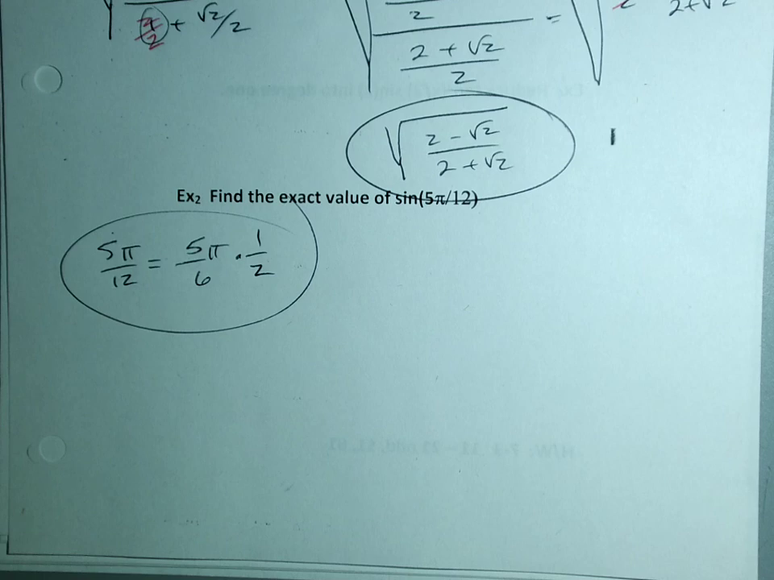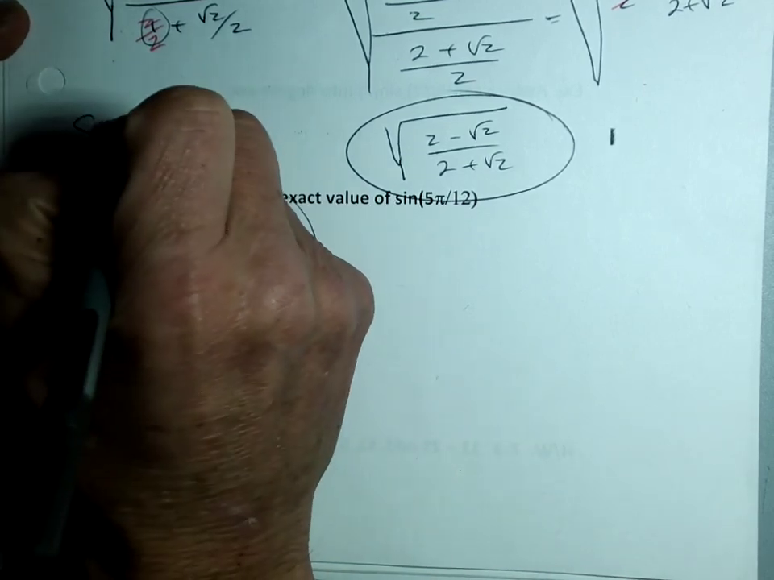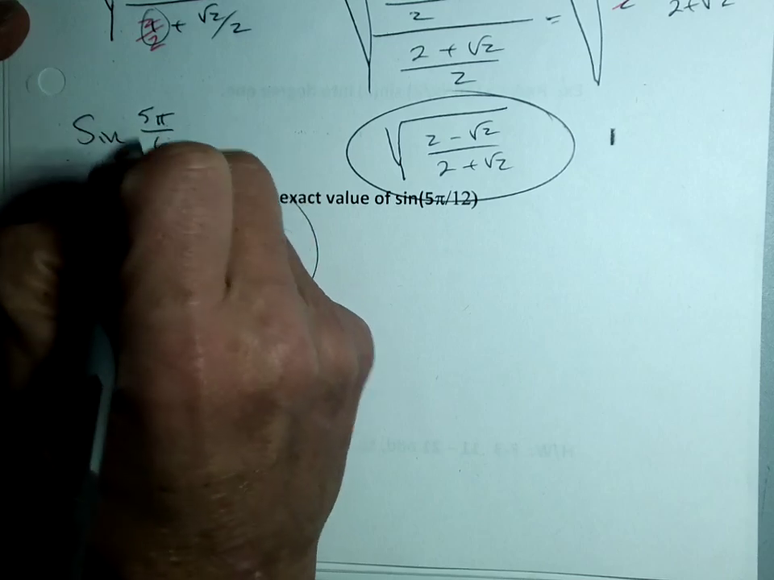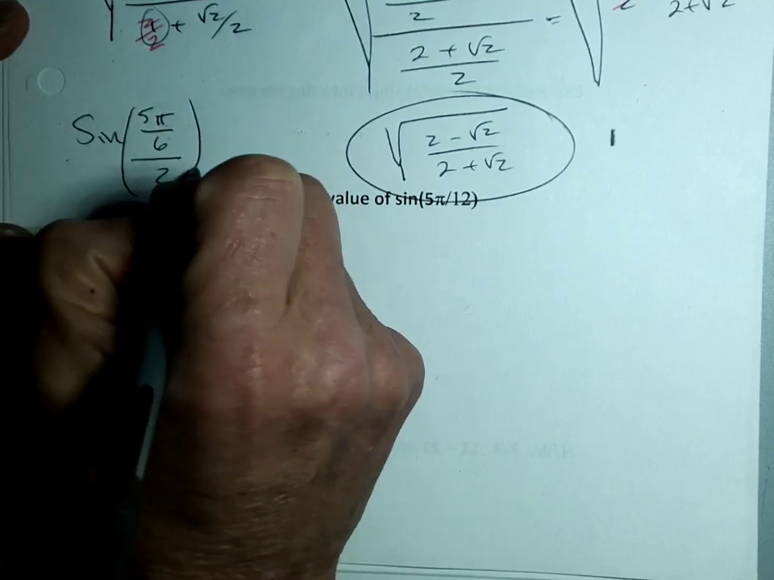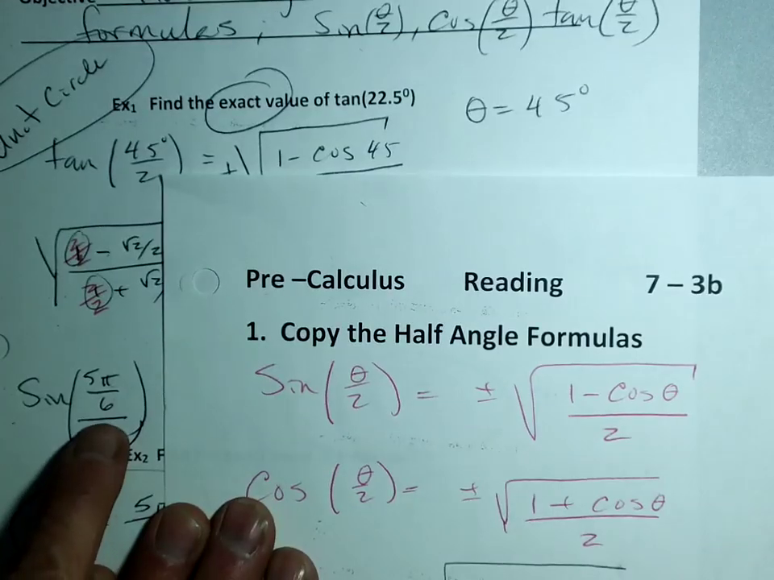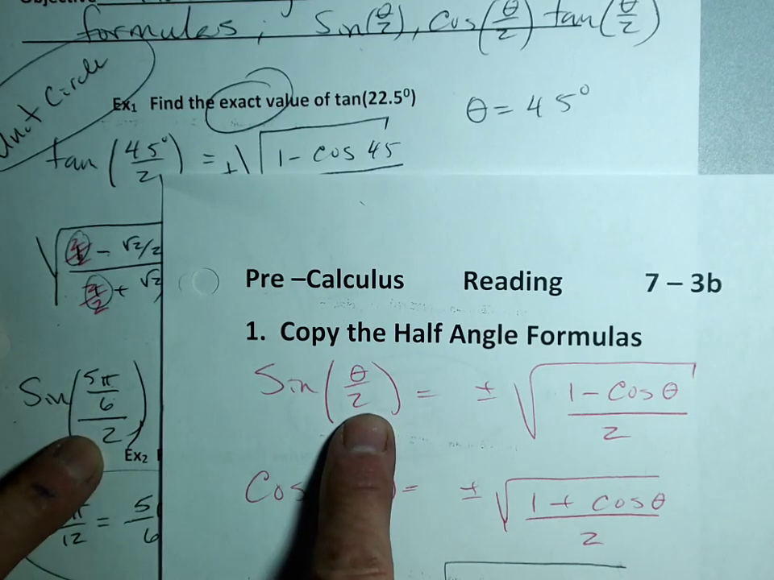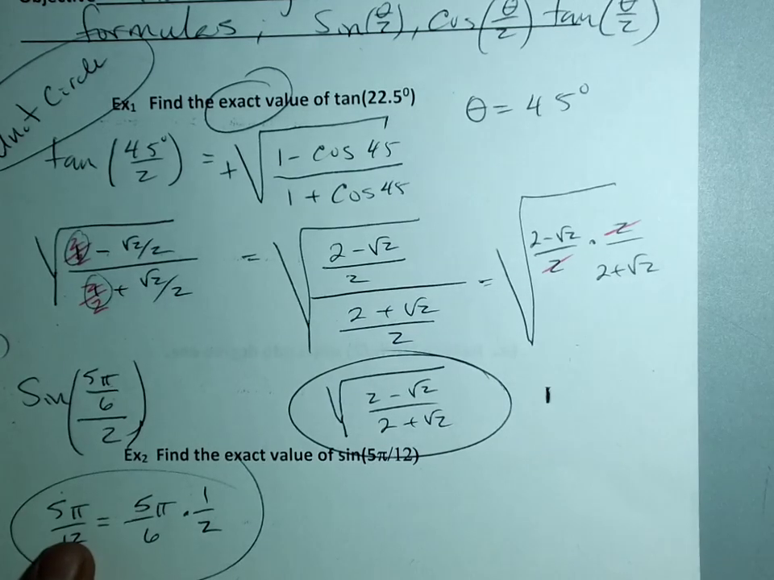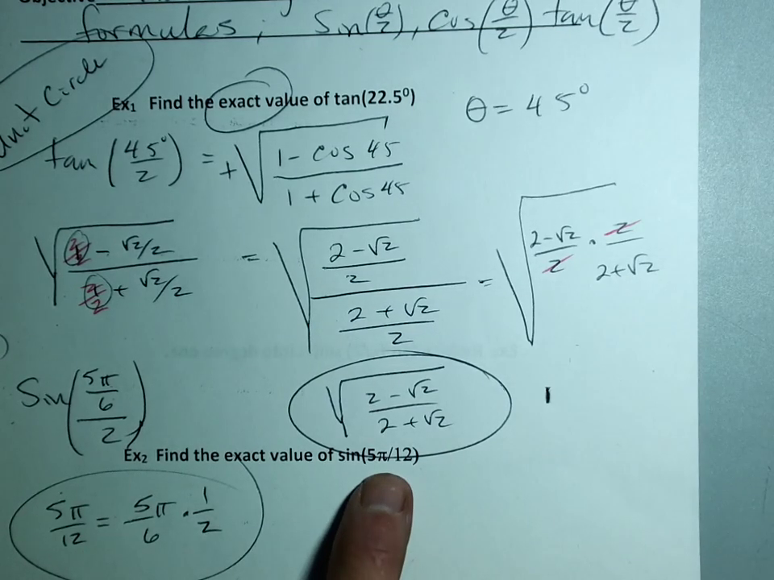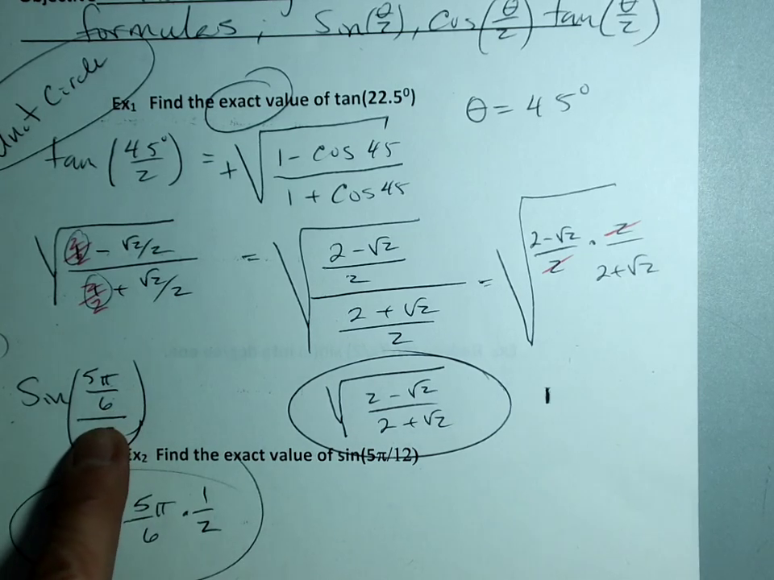So the problem, and I'll put it right up here, is really sine of 5 pi 6 divided by 2. Now that is really weird, but the reason I'm writing it that way is because if I go to my formulas, I've got a half angle formula. Here it is: sine of an angle divided by 2. But 5 pi 6 divided by 2 is 5 pi 12ths, and the question we're trying to find is 5 pi 12ths, which is half of 5 pi 6. Have I confused you?